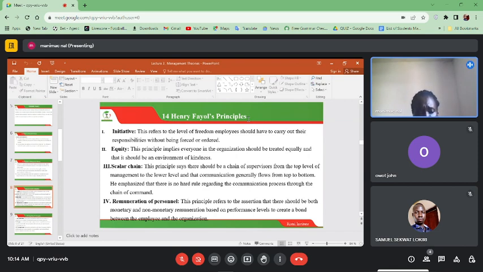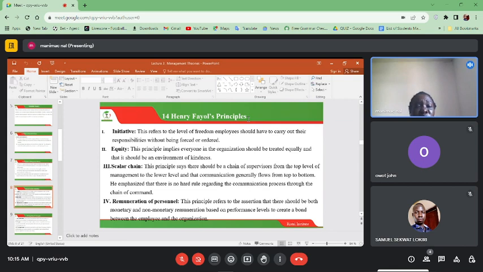Principle number one is the principle of initiative. According to him, this principle refers to the level of freedom that is given to employees to carry out their responsibilities without being forced.